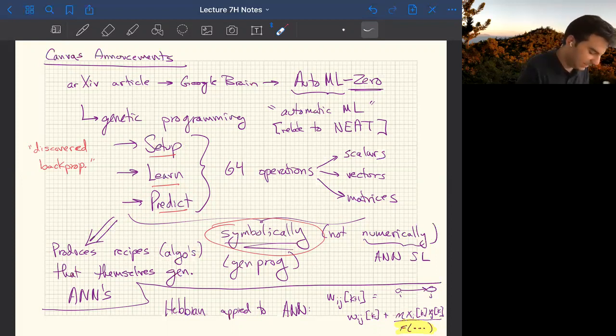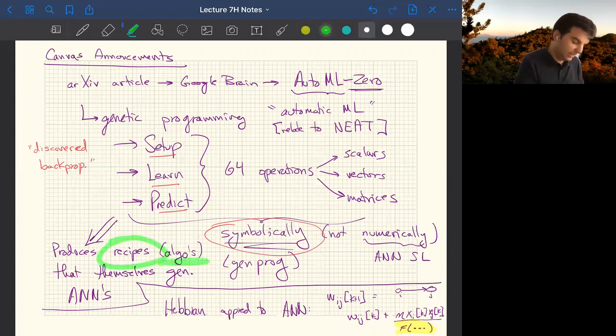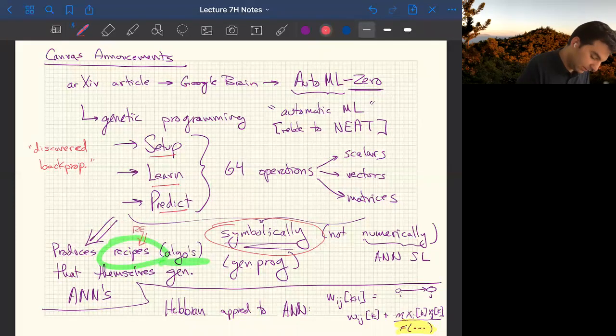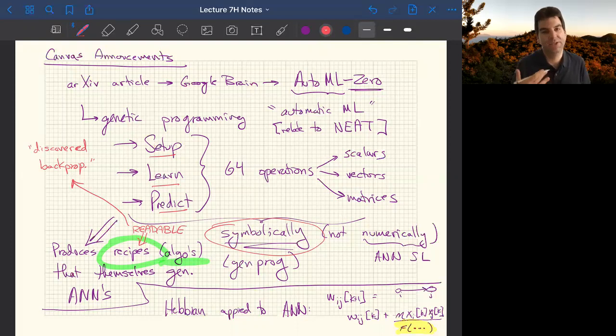So I just want to emphasize here, this is producing recipes, algorithms. These are readable. And because they're readable, you can actually try to understand what it has discovered. You can read the algorithms and then make inferences over what those algorithms are. And then maybe even get to the point where if you find something that doesn't make any sense at all, but works really well, then maybe you've now discovered a new way of doing something.